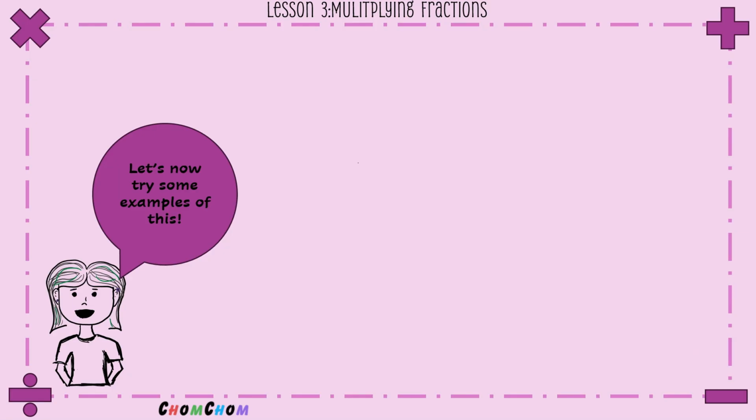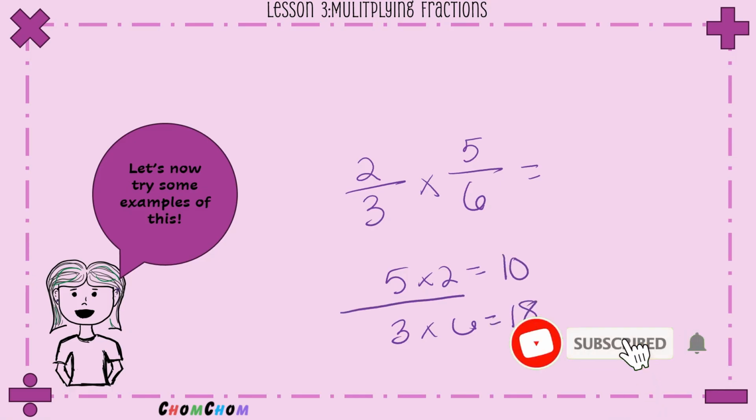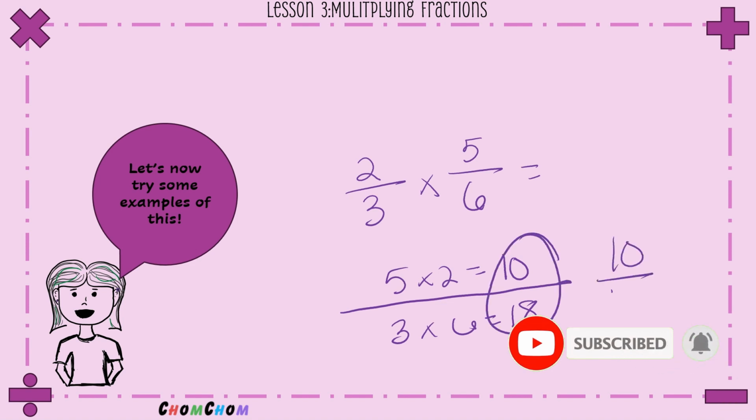Let's say we have 2/3 times 5/6. So we get, remember, 5 times 2 here, and then we get 3 times 6. So what's 5 times 2? That's right, it's 10. What's 3 times 6? That's right, it's 18. And then we put our fraction bar over here, and what we're left with is 10 over 18. But that's not the simplest form.